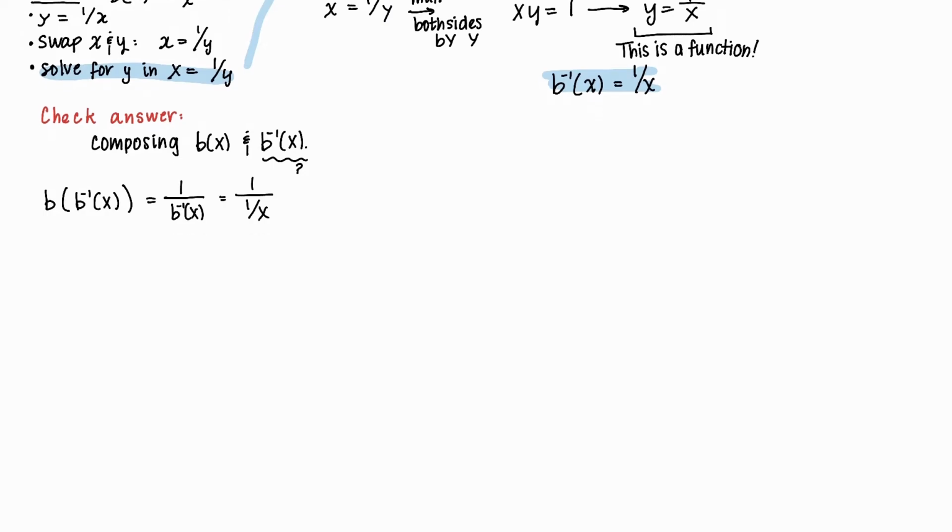And we can see that this is going to be the same thing as b inverse of b of x. Okay, so 1 divided by 1 over x. Well, I can write 1 over x as x to the negative 1. Using exponent rules, I can simplify this to just x. So this tells me that 1 over x is its own inverse.